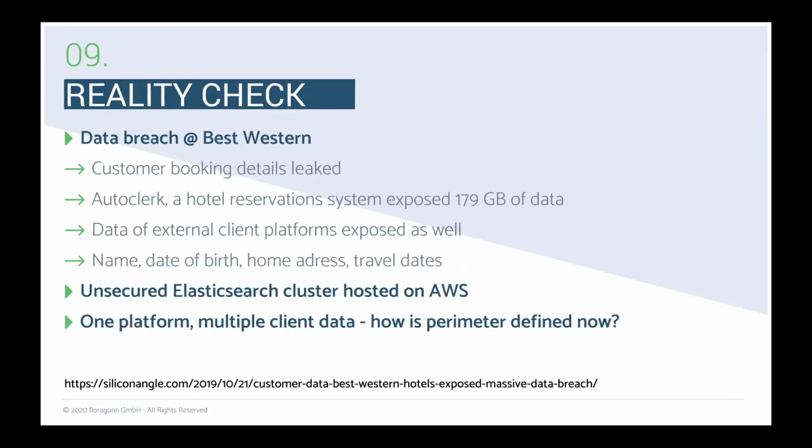Another example is Best Western. They have lost customer booking details because of a hotel reservation system. I think its name is AutoClerk, which also contained name, date of birth, home addresses, travel dates, and so on. In this example, the Elasticsearch installation was run on AWS, and it hosted multiple clients. So it was a multi-tenant capable application.